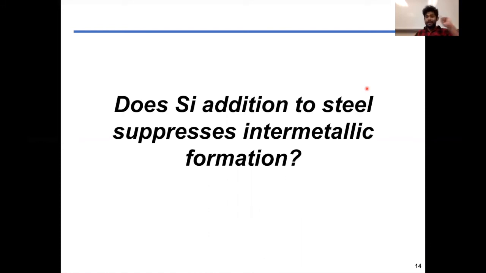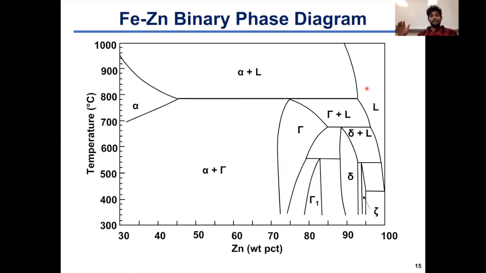Let's see what thermodynamics has to say. So first we look into the Fe-zinc binary phase diagram. So a situation where we have liquid zinc in contact with pure iron, no silicon. So we look into the zinc-rich side of the iron-zinc phase diagram, and at 700 degrees C, the phase diagram tells us that two phases are at equilibrium. You can have liquid and you can have the gamma Fe-zinc intermetallic phase. Now let's see what silicon addition does to the relative stability of this gamma phase and the liquid phase.